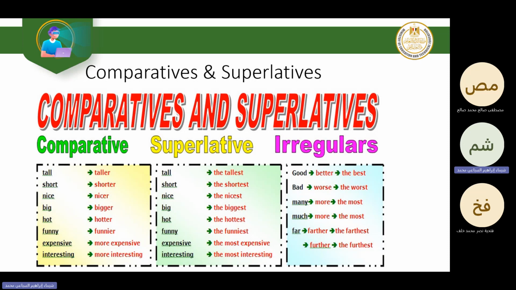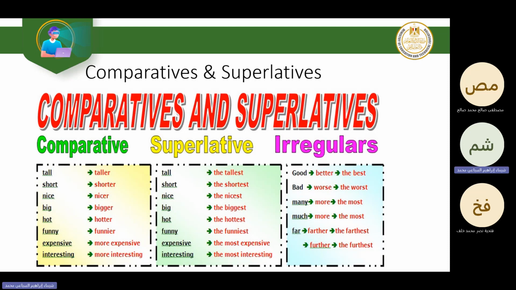These are all short adjectives. We add ER. What about if the adjective is long, like expensive? Expensive, 3 syllables. What are we going to do? Add ER? No, of course. It will be longer. So we add the word more. So it will be more expensive. What about interesting? It's a long adjective too, so we add more, more interesting. This is for comparative. Let's go to the superlative.